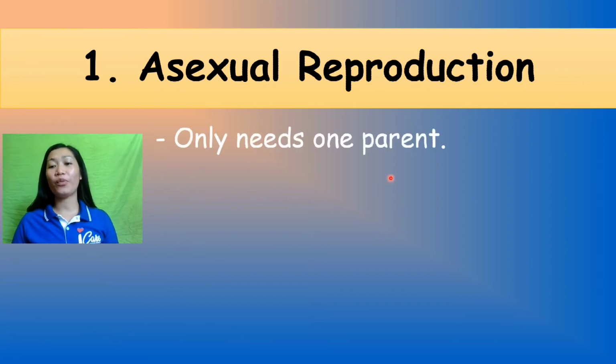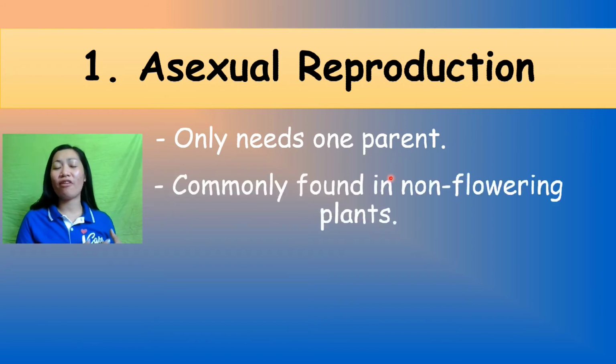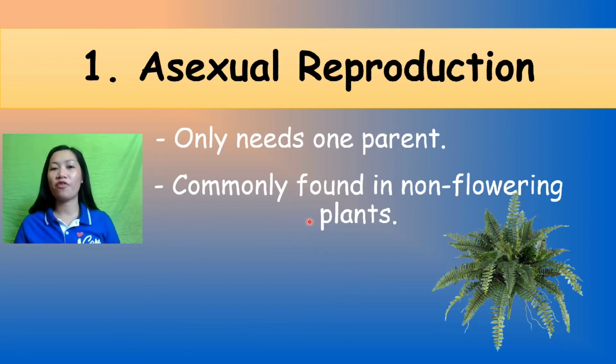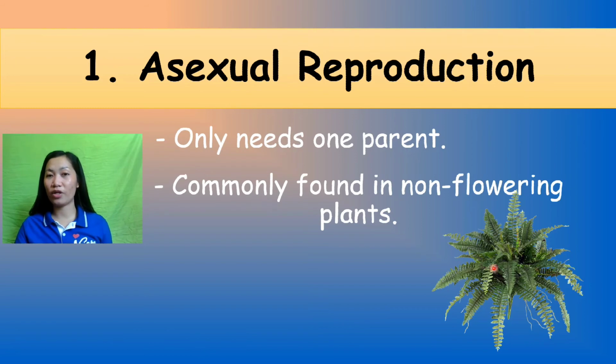Let's talk about the first, asexual reproduction. When we say asexual reproduction, it only needs one parent. This reproduction is very common for non-flowering plants, such as the fern. A fern is a non-flowering plant, so in order to reproduce, it uses asexual reproduction, meaning only one parent is involved.